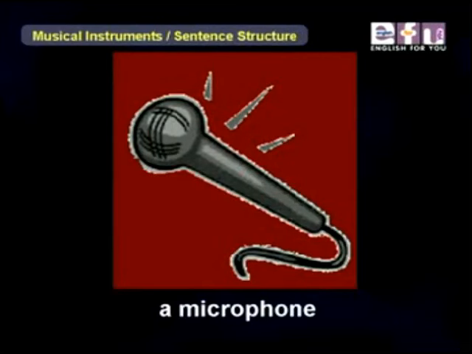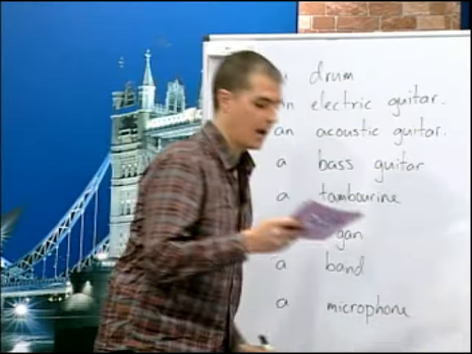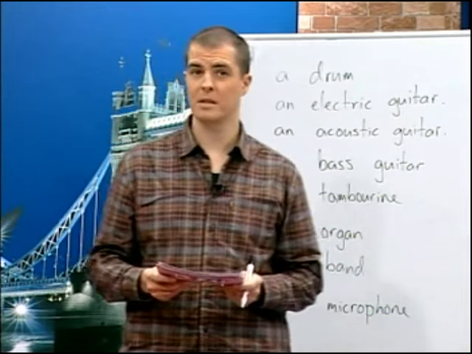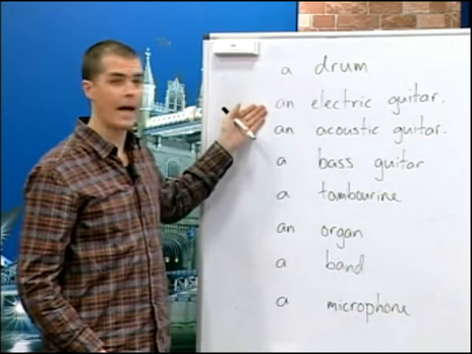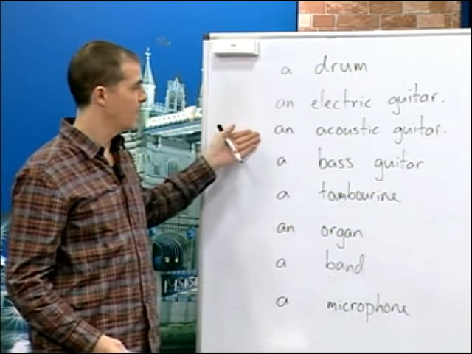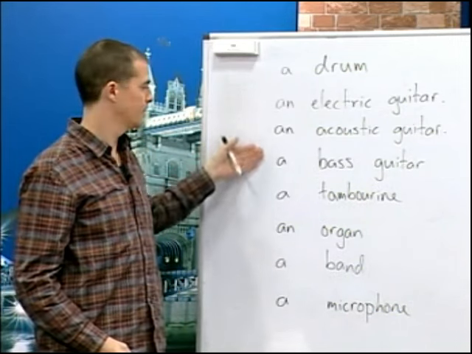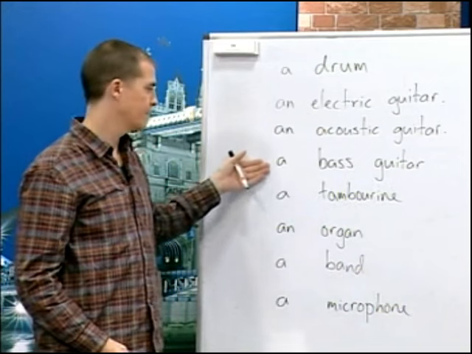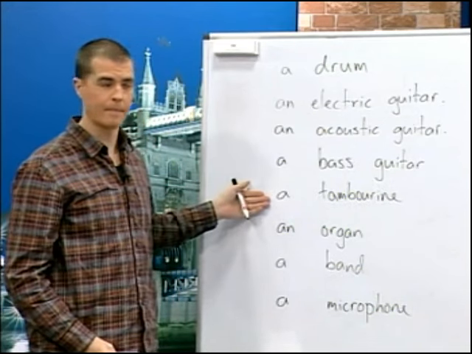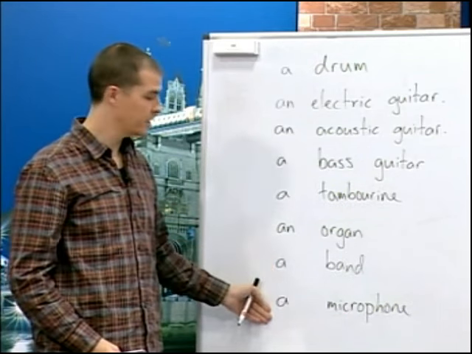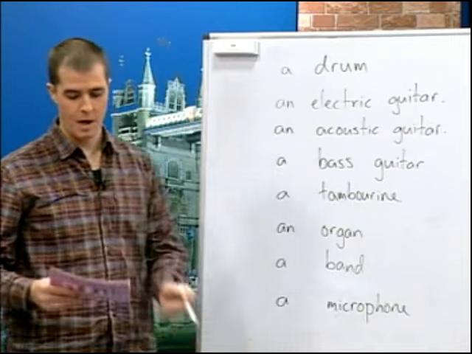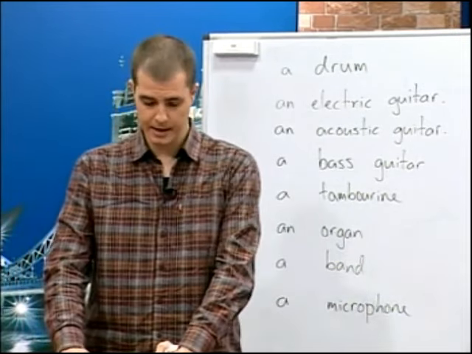And one more, down here, a microphone. A microphone is a piece of equipment that you speak into to make your voice louder. So we have here a drum, an electric guitar, an acoustic guitar, a bass guitar, a tambourine, an organ, a band, and a microphone. Well, today we're going to review again, and let's begin.